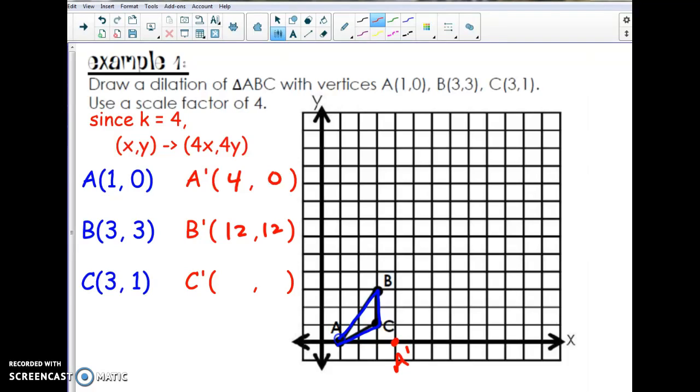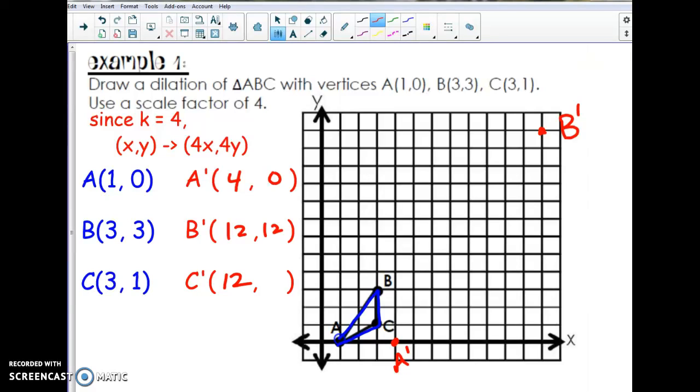So 4, 5, 6, 7, 8, 9, 10, 11, 12 takes you out here, doesn't it? 4, 5, 6, 7, 8, 9, 10, 11, 12. Luckily, our grid is big enough, right? The image point for B prime is way out there. And then what about C when I multiply both parts by 4?